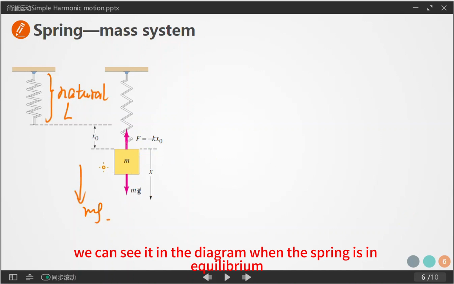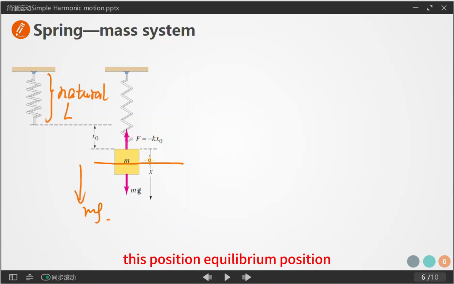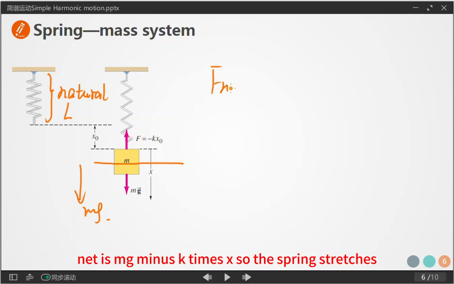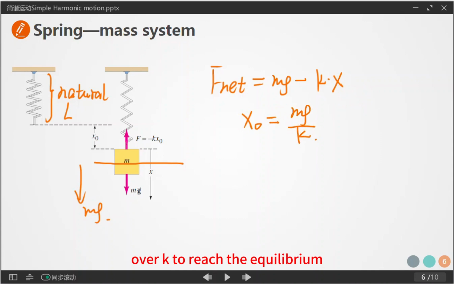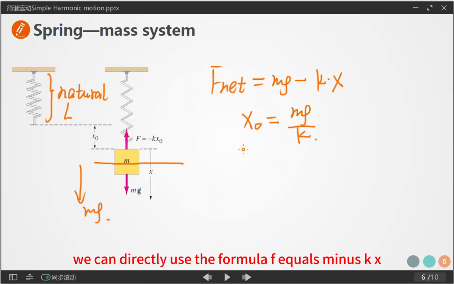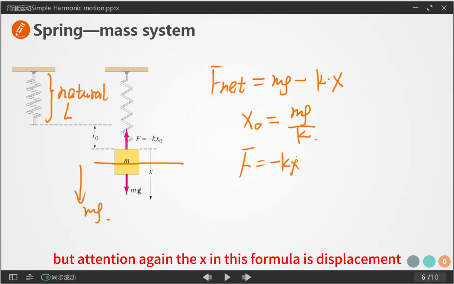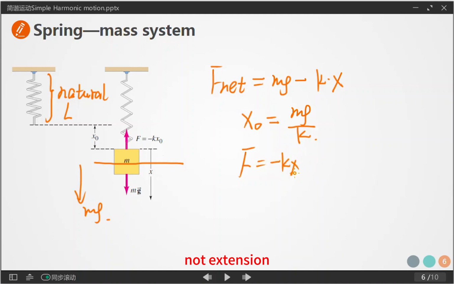When the spring is in equilibrium, at this position, the equilibrium position, the net force F net is mg minus k times x. So the spring stretches an extra amount x0, which is mg over k, to reach the equilibrium. If we measure x from this new equilibrium position, we can directly use the formula F equals minus kx with the same value of k. But attention again, the x in this formula is displacement, not extension.